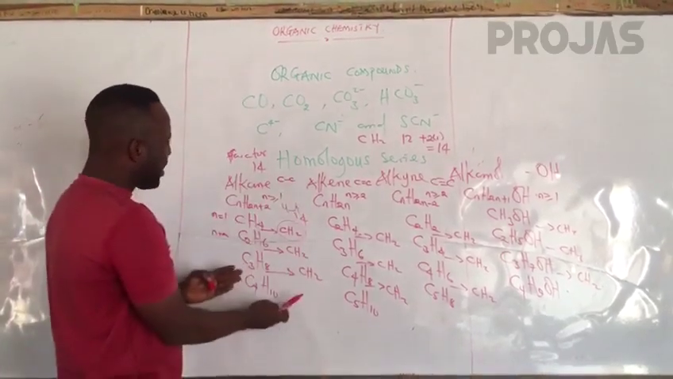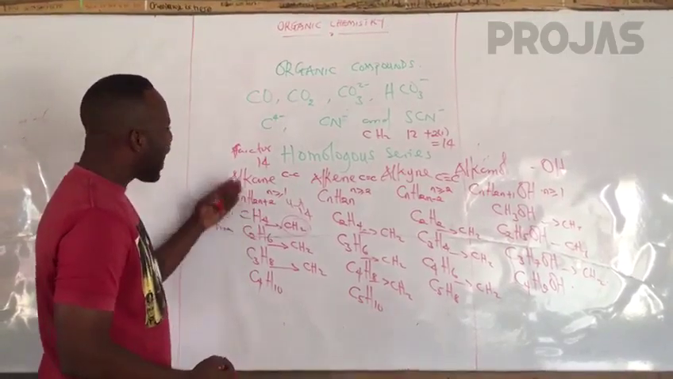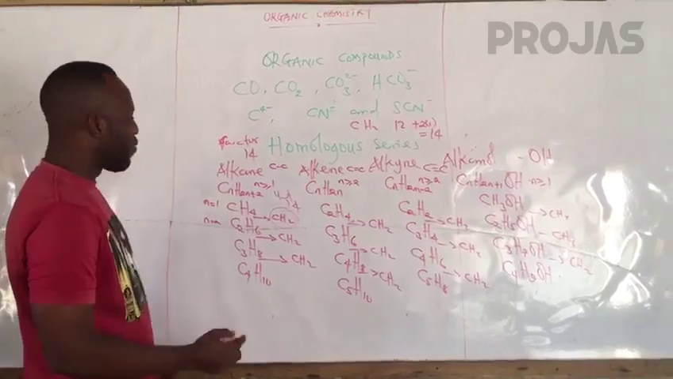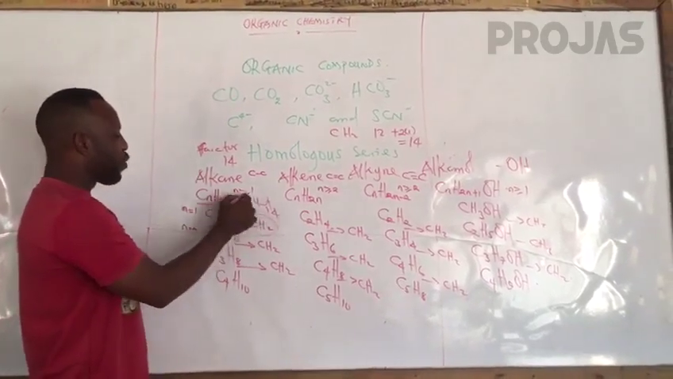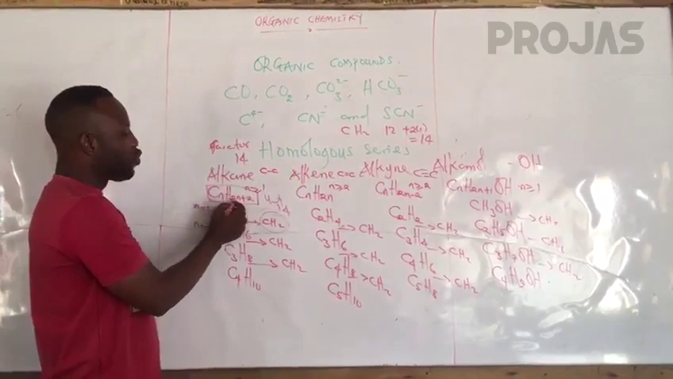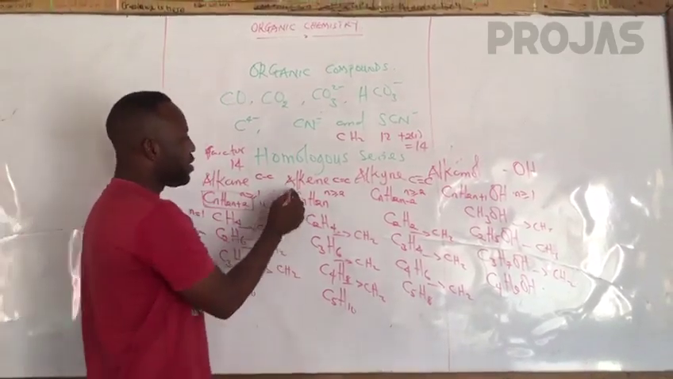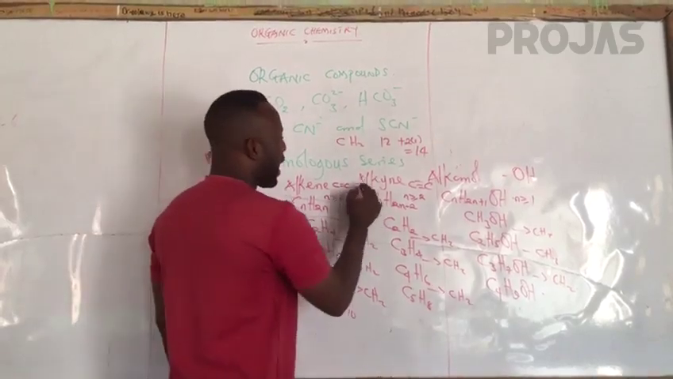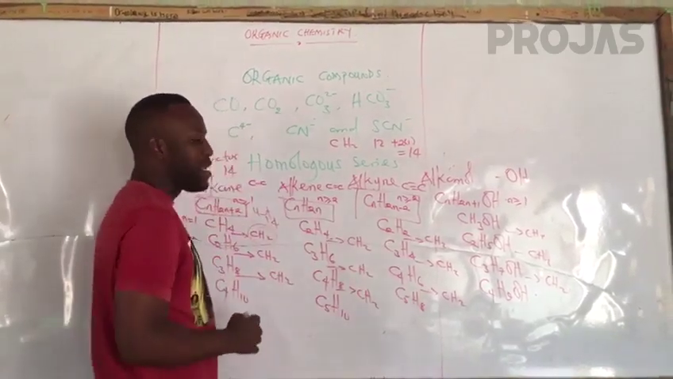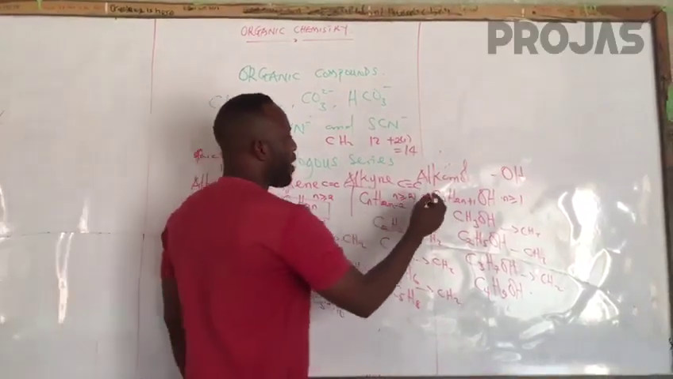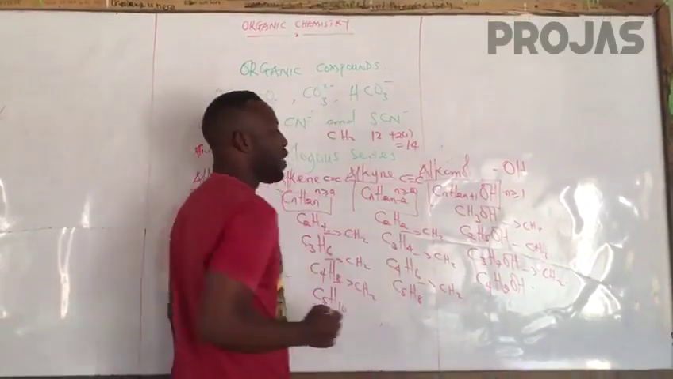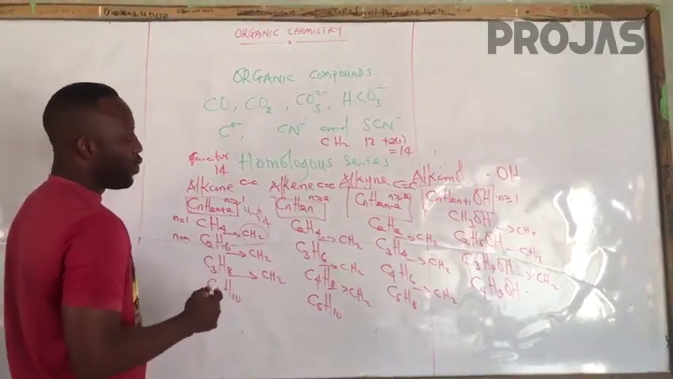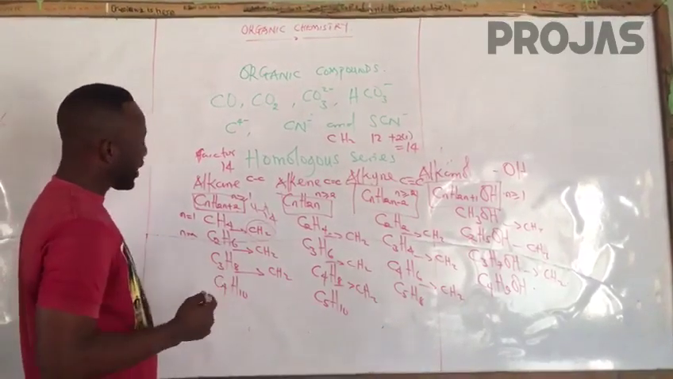All members in the same homologous series have the same general molecular formula. For alkanes, it is CnH2n+2. For alkenes, it is CnH2n. For alkynes, it is CnH2n-2. While for alkanols, it is CnH2n+1OH. That is the second characteristic.